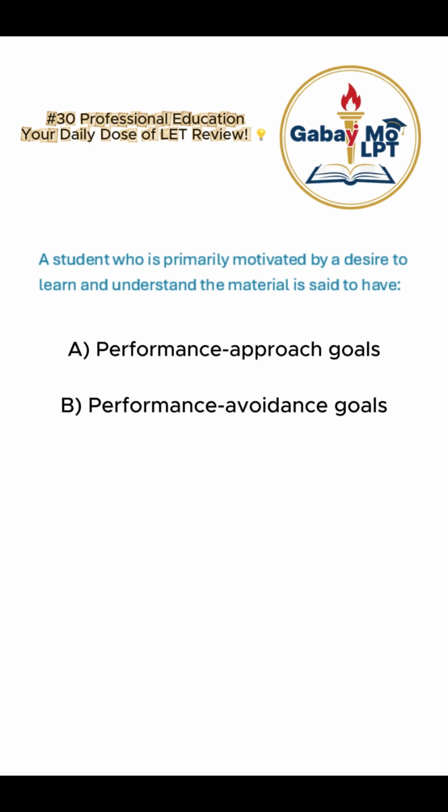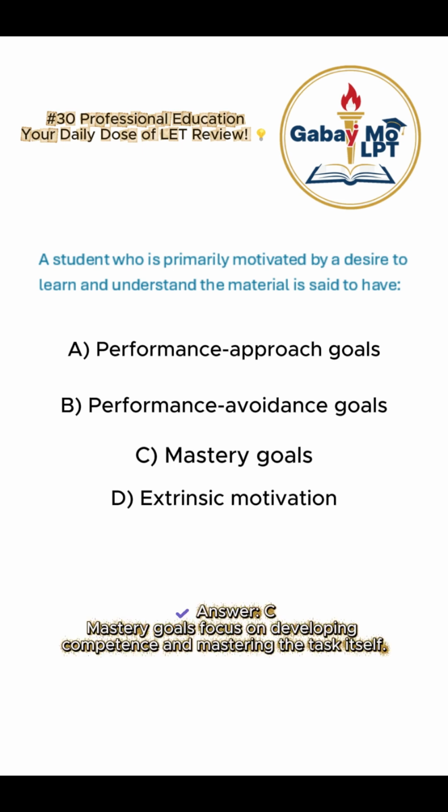A student who is primarily motivated by a desire to learn and understand the material is said to have: A. Performance approach goals. B. Performance avoidance goals. C. Mastery goals. D. Extrinsic motivation. Answer C. Mastery goals focus on developing competence and mastering the task itself.